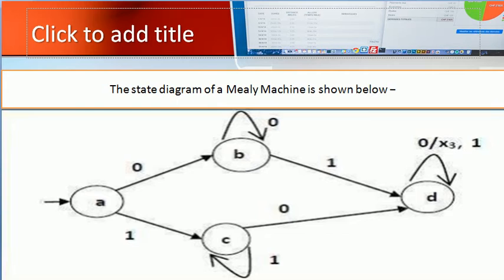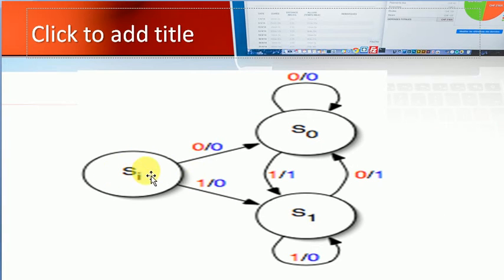Now we will see another example of the Mealy machine, which will give us a better understanding. Here we can say at the S1 state, when we give the input 0, we get the output 0 and we move from the S1 state to the S0 state. And similarly, when we are at the S1 state and give the input 1, we move to S1 and give the output 0.